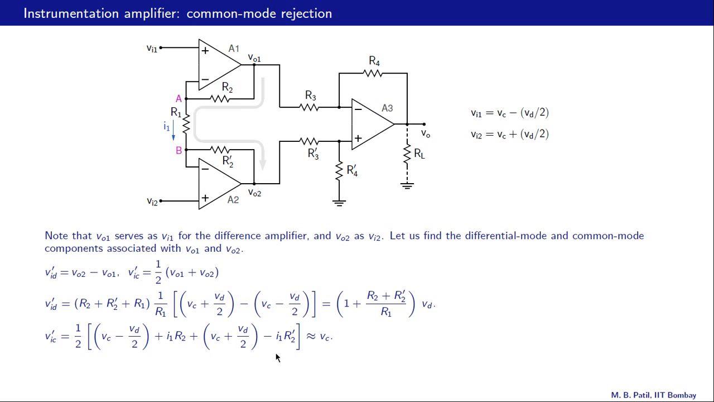And now we see that this VD by 2 of course gets cancelled. VC plus VC is 2 VC, and this I1 times R2 minus R2 prime is a very small quantity because R2 and R2 prime are actually supposed to be matched, and their difference would be negligible compared to VC. So therefore overall we have VIC prime nearly equal to VC, the common mode voltage at the input of the instrumentation amplifier.